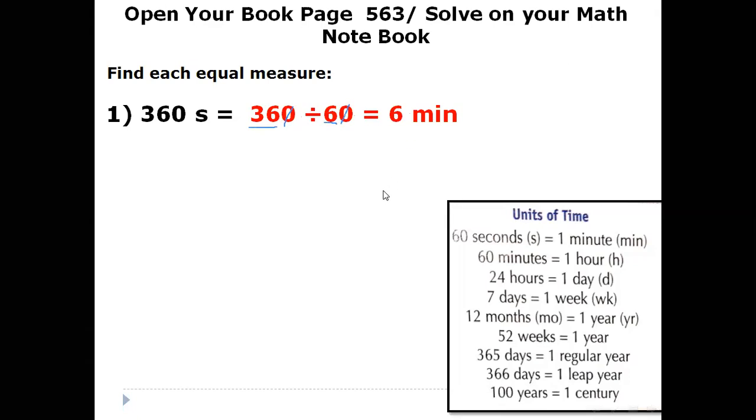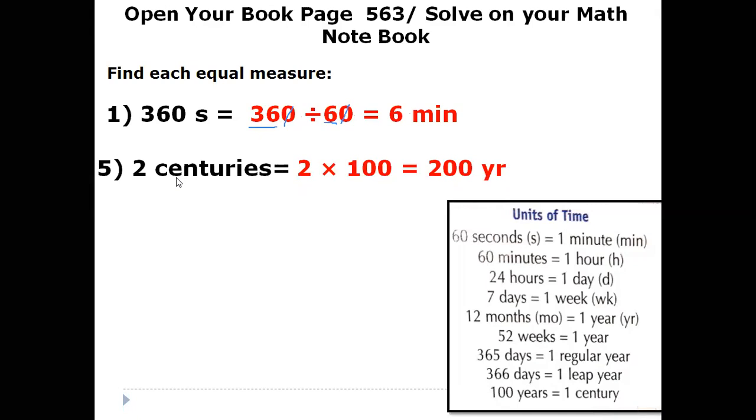Okay, let's do the next one. 2 centuries, we need to change it to years. Centuries, as you see, there is 100 years in the 1 century. So you multiply because we're changing from big to small. The century is way bigger than the years. So times 100, which is 200 years.